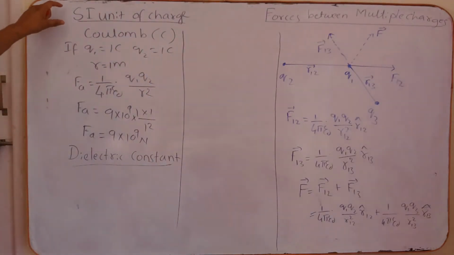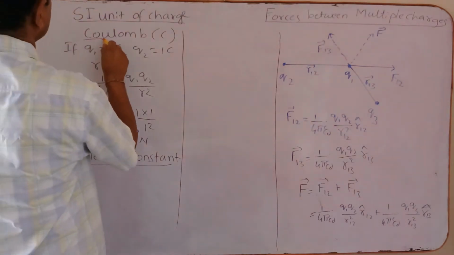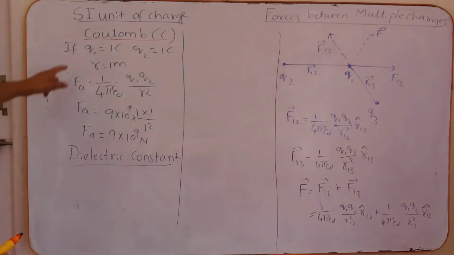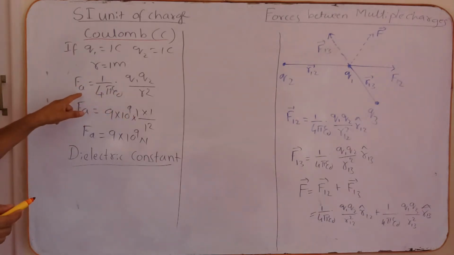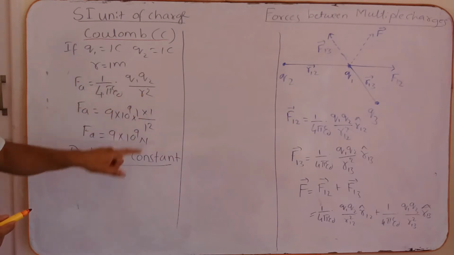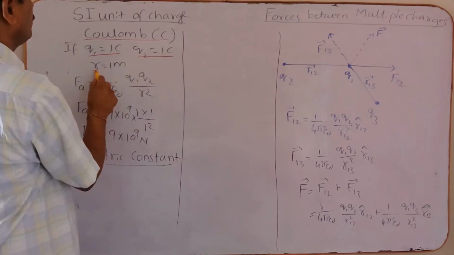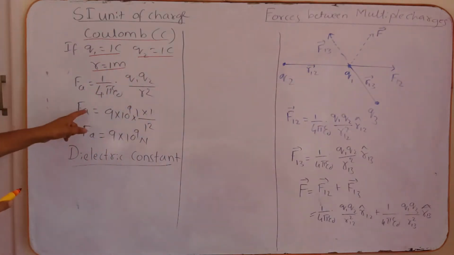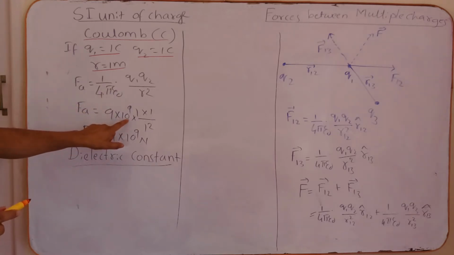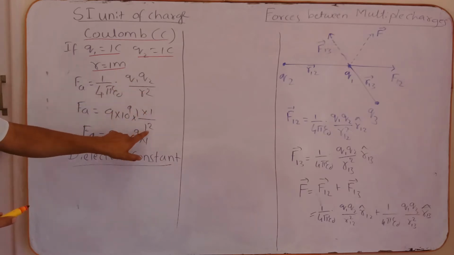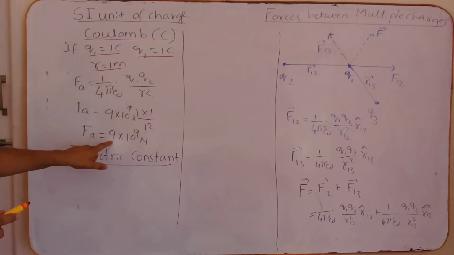Now, by using the force equation, you define the SI unit of charge. The SI unit of charge is Coulomb. The force between the 2 point charges in the air medium is 1 by 4 pi epsilon naught Q1 into Q2 upon R square. Now you take Q1 equal to 1 Coulomb, Q2 equal to 1 Coulomb, R equal to 1 meter. Then you substitute. Fa is equal to 1 upon 4 pi epsilon naught, whose value is 9 into 10 to the power of 9, then 1 into 1 divided by 1 square becomes 1. Then Fa is equal to 9 into 10 to the power of 9 Newton.